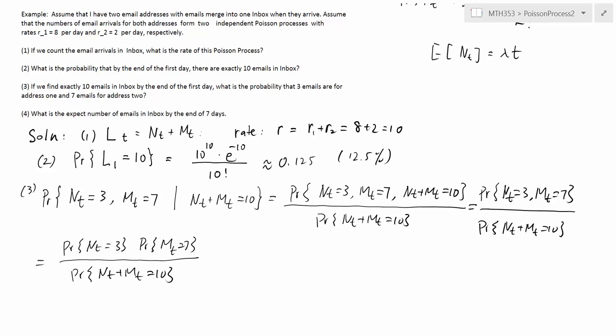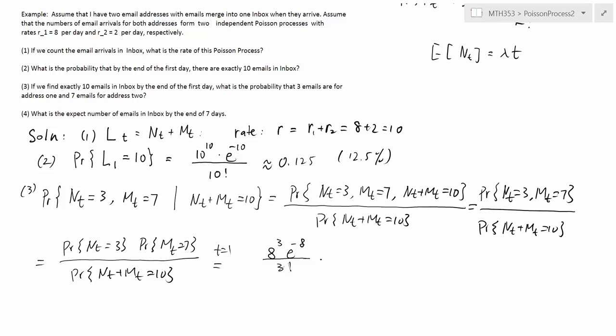Now let's use the formula again. So remember, for NT the mean is 8, so lambda is 8, and T is over here 1. So we really just look at T is equal to 1 over here. So the first one, we have 8 cubed and then e to the negative 8 and over 3 factorial. And that is the probability of NT is equal to 3.